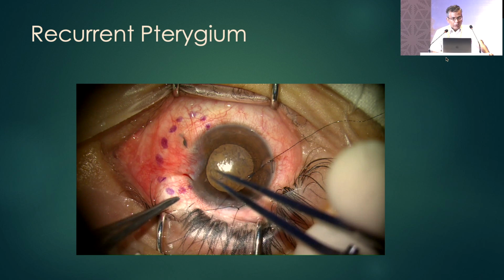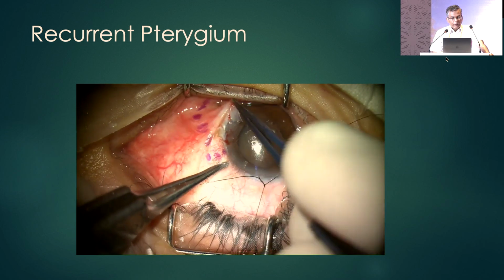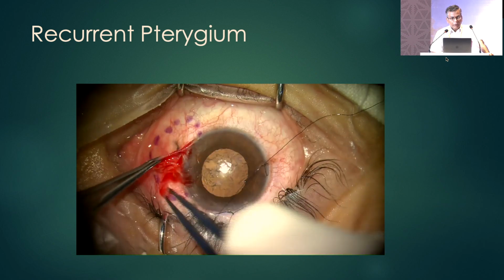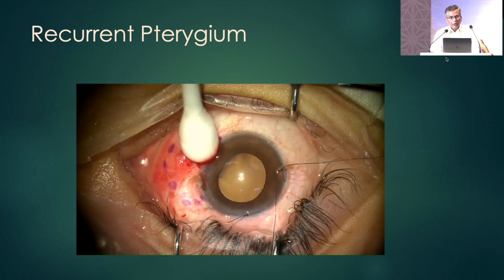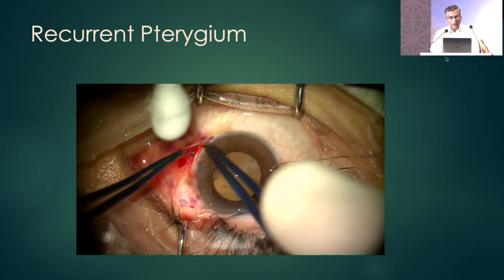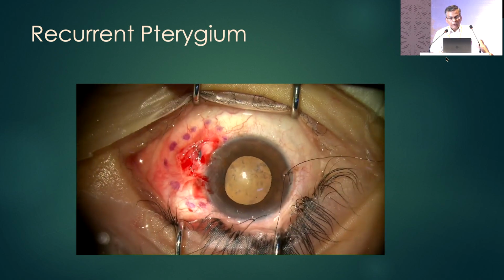As Dr. Rushad showed in this video, basically the amniotic membrane being used here was to reduce the subsequent chances of scarring and recurrence of this pterygium.